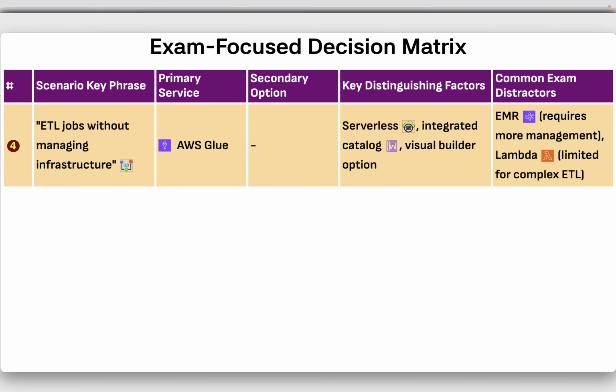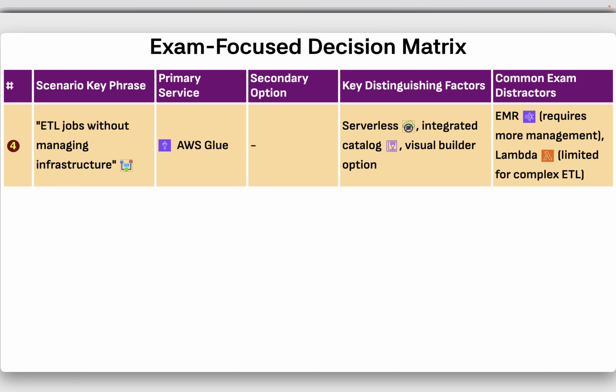Next, ETL jobs with managed infrastructure. So primary service, only one, luckily AWS Glue. ETL means Glue. Just remember these keywords. Some of the factors are: it is serverless, it has an integrated catalog, it has visual builder options, so you can build those ETL jobs by drag and drop.